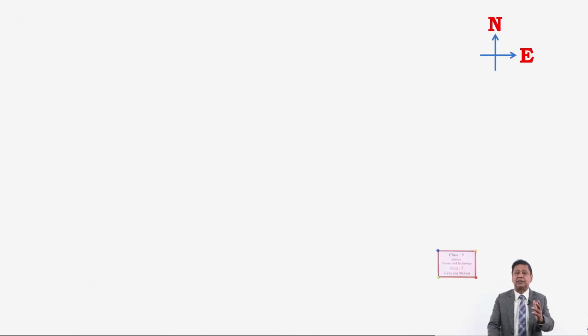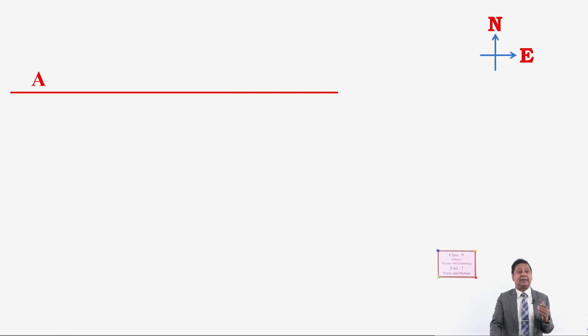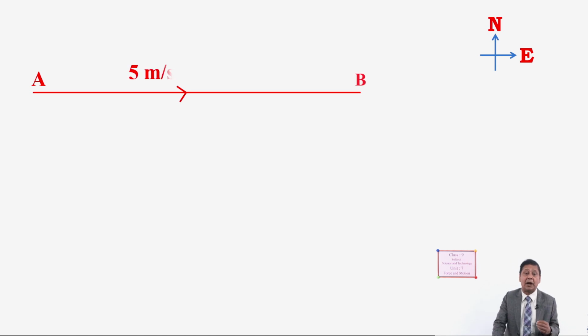Look at this diagram. Let's say this N represents the north direction. Certainly the opposite of north is south, and E represents the east direction. The opposite of this is west. Now if a body starts to move from A, let's say a car starts to move from A and it is moving towards the east direction this way. Now after reaching a point B, it turns, but while moving from A to B, it covers 5 meter distance in every 1 second. It means the rate of motion is 5 meter per second.